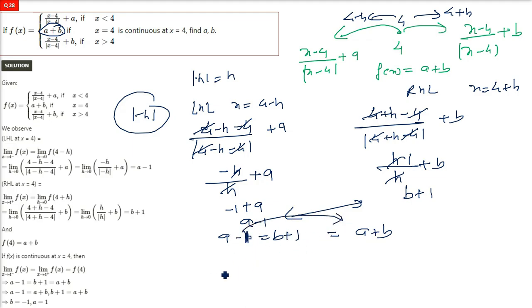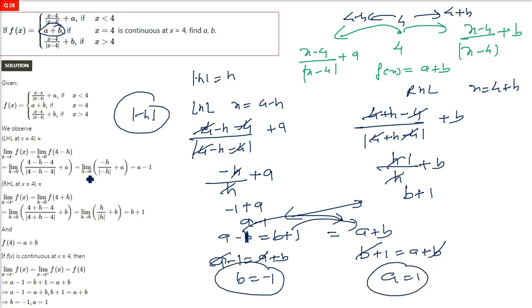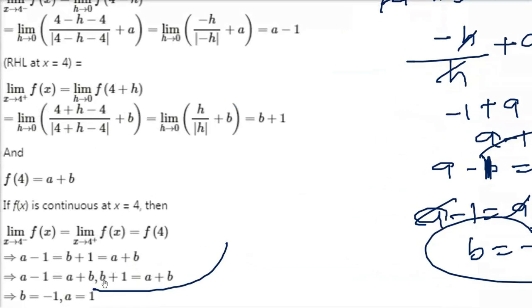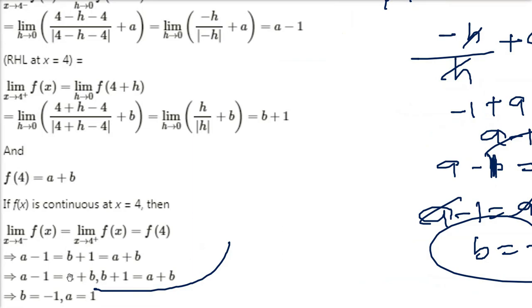We'll take first and third first. So a minus 1 equals a plus b. A gets cancelled, b is equal to negative 1. Then a plus b equals b plus 1. b gets cancelled, a is equal to 1. So b is minus 1, a is equal to 1. These are the values. So this is your answer: b negative 1, a 1.